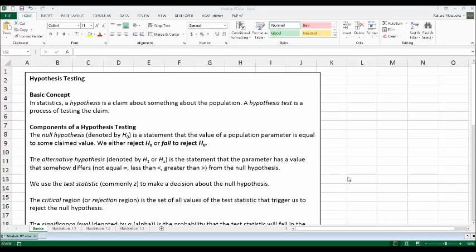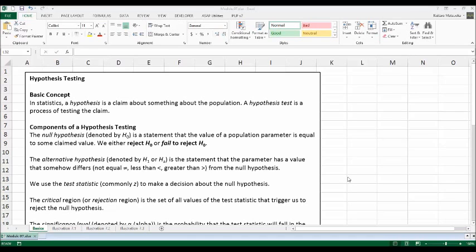The first one is the null hypothesis. It's typically written as H0, and it's a statement that the value of the population parameter is equal to some claimed value. So at the end of the day, what we'll do in hypothesis testing is we either reject the null hypothesis, whatever that statement is, or we fail to reject the null hypothesis. And I'll show you what that means in examples later.